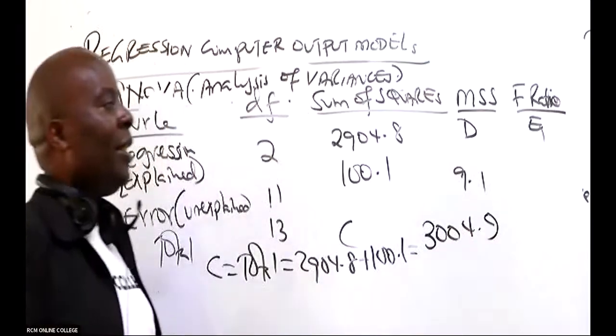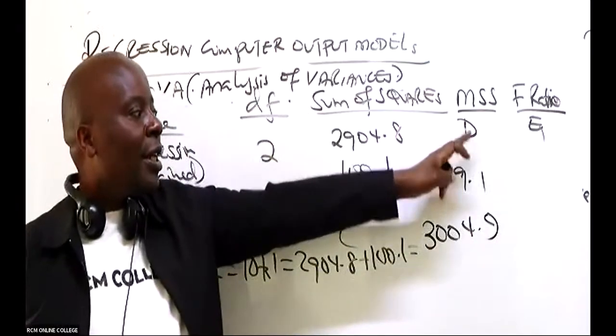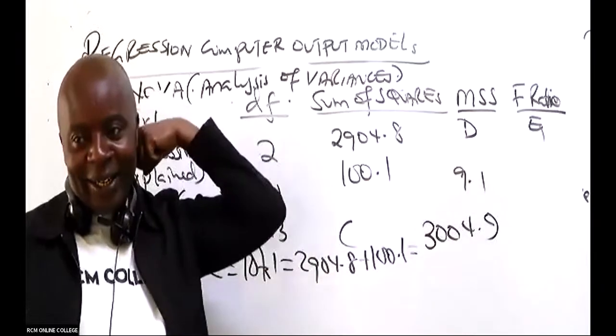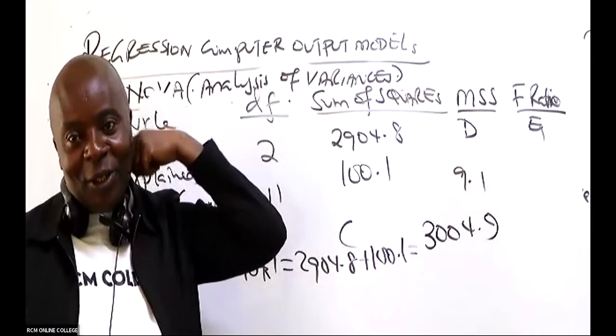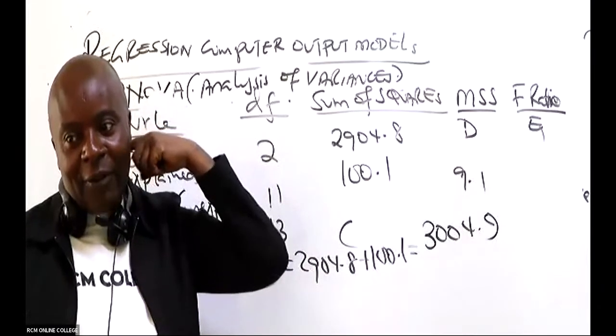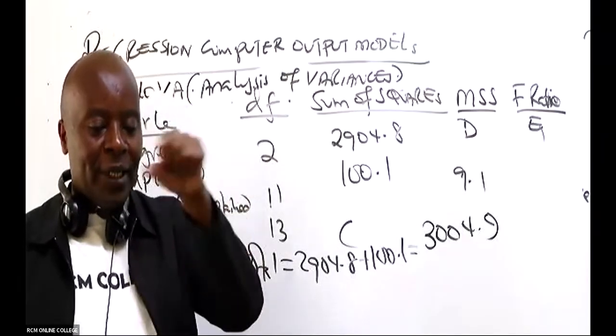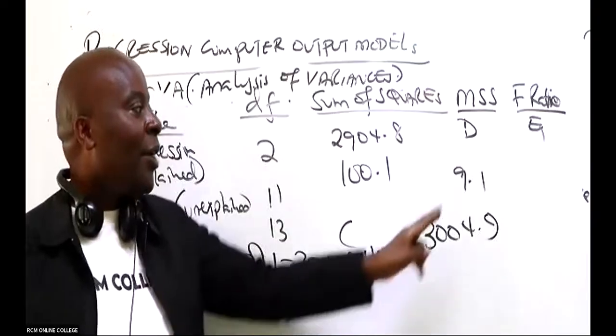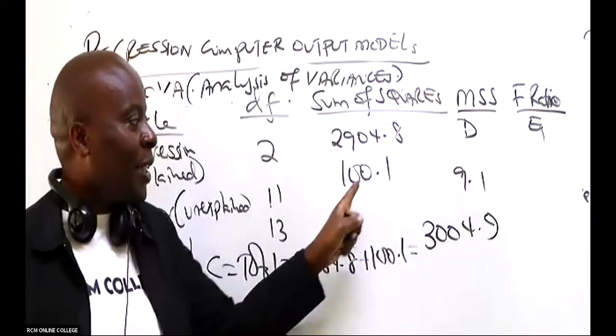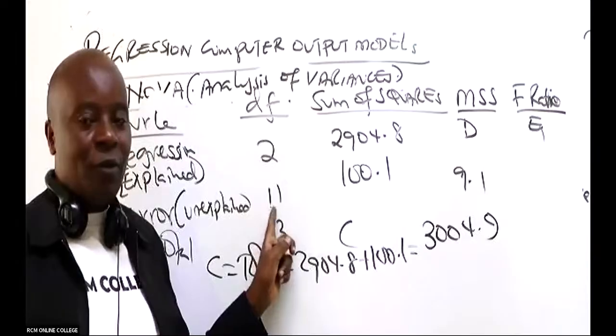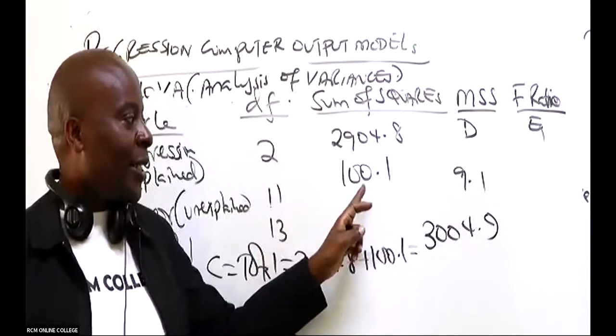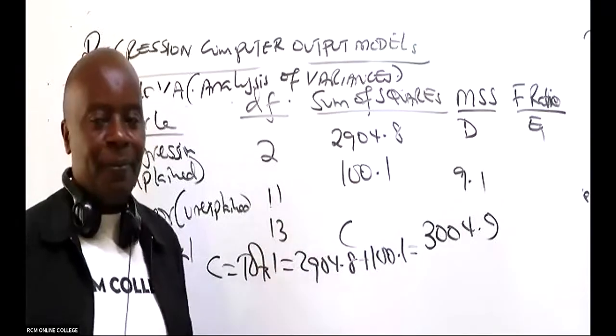Now look at D. You see already when we have D, we have a 9.1. You see that 9.1 can guide me, can show me what these guys have done. After all, mean, I know there is something divided by something, isn't it? When I'm getting X bar, summation of X over N. So I know this one here, 9.1, it will be the sum of squares divided by degrees of freedom. Can someone try in this case here dividing 100.1 divided by 11?